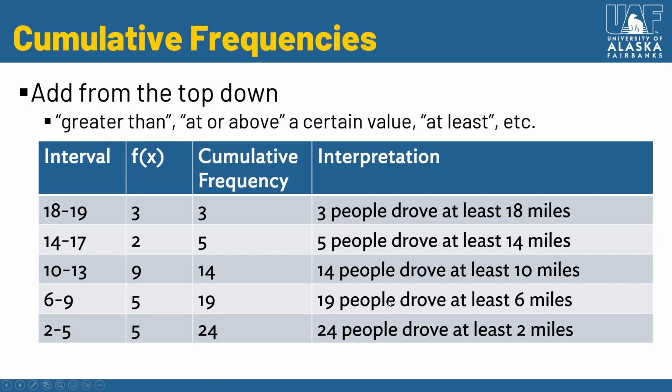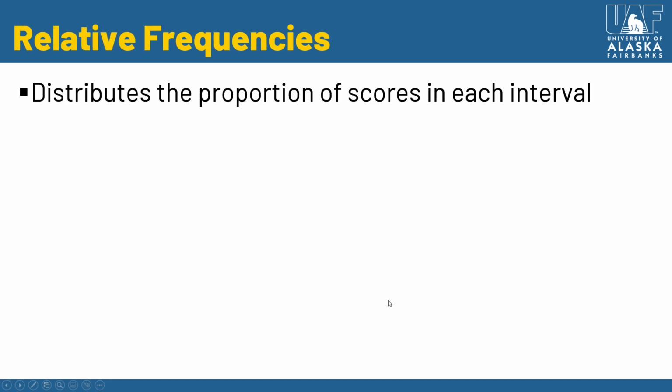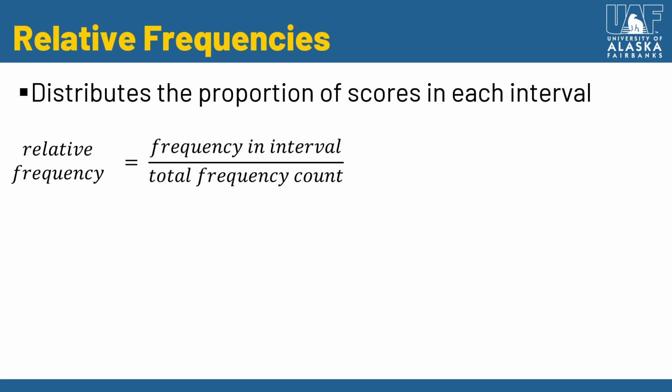So those are cumulative frequencies. Relative frequencies, it's more about the proportion of scores in each interval relative to the overall sample or overall distribution.